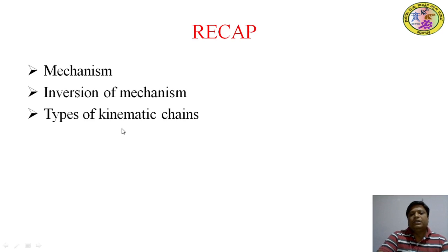You know that. Another one is the single slider chain. Here one sliding motion is exerted and the remaining 3 are turning pairs. We call it a single slider crank chain. In a double slider crank chain, there are 2 sliding pairs and 2 turning pairs. This we call a double slider crank mechanism.